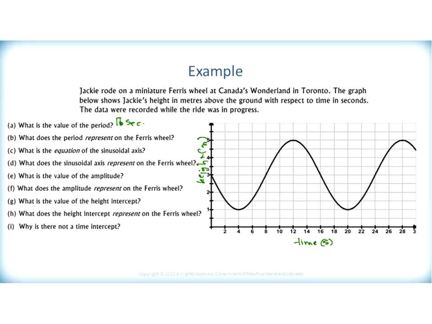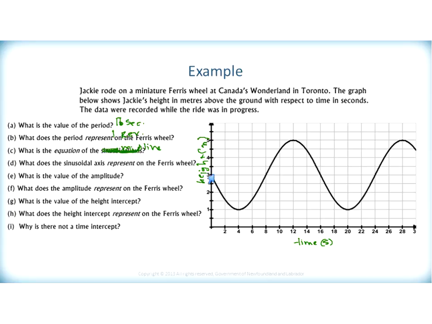What does the period represent? It represents the time for one full circle in the Ferris wheel, one full revolution. One revolution of the Ferris wheel. What is the equation of the sinusoidal axis? The sinusoidal axis, which is really what we call the midline. That is the midline.